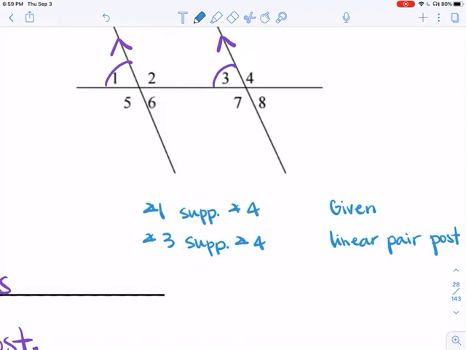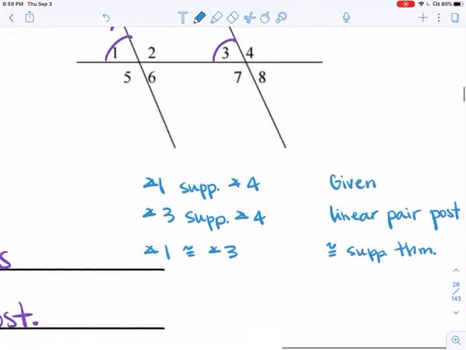And if 1 is supplementary to 4 and 3 is supplementary to 4, then I automatically know that angle 1 is congruent to angle 3 because that is our congruent supplements theorem. And that right there is enough to prove that A is parallel to B, because if corresponding angles are congruent, then my lines are parallel.